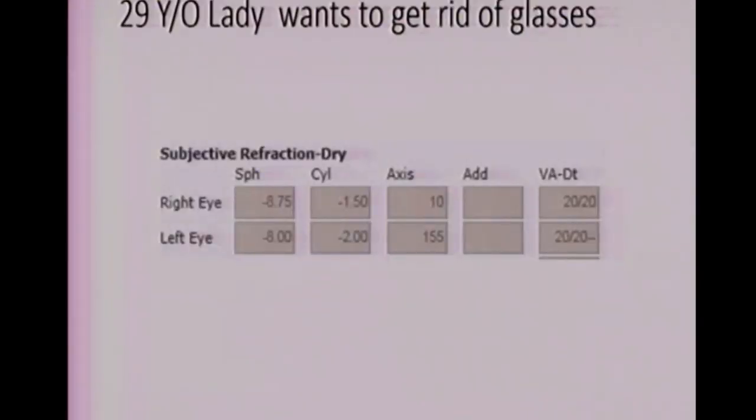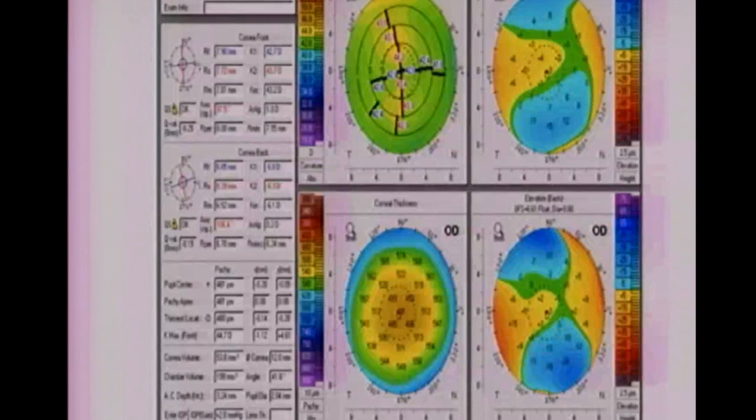This patient is 29 years old lady. She wants to get rid of glasses. This is her refraction. In the right eye, it's minus 8.75, minus 1.5, axis 10. The left eye is minus 8, minus 2, axis 155. And she reached 2020. This is her pentacam.